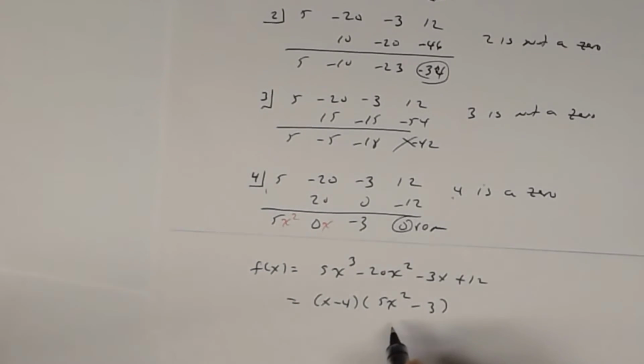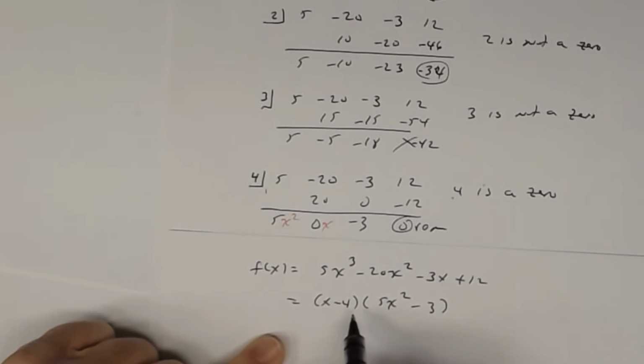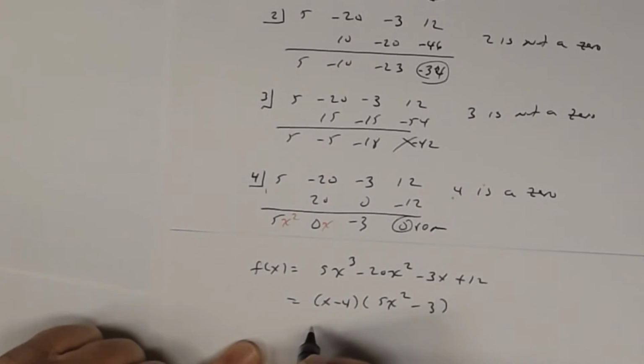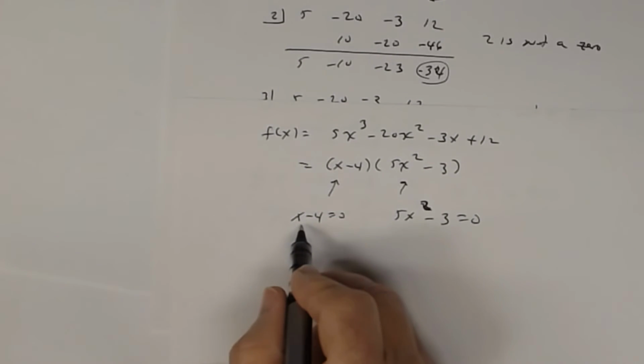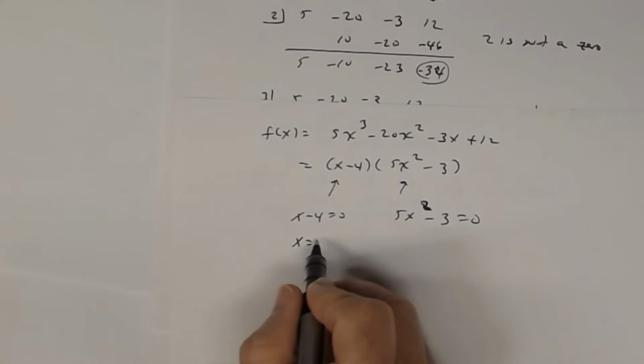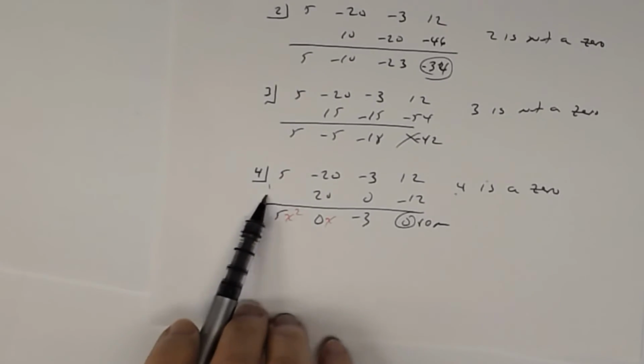Now, since this is not factorable over the integers, let's go ahead and set each one equal to 0 to find the zeros. So we have x minus 4 equals 0, 5x squared minus 3 equals 0, right? Okay. And so this is linear, this is quadratic, so this x here is 4, which we already knew, right? We knew 4 was a 0 from here.